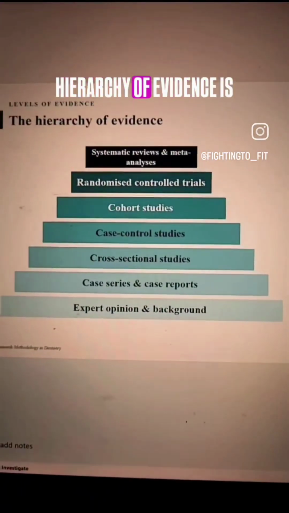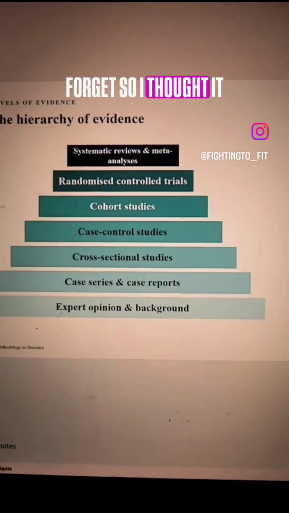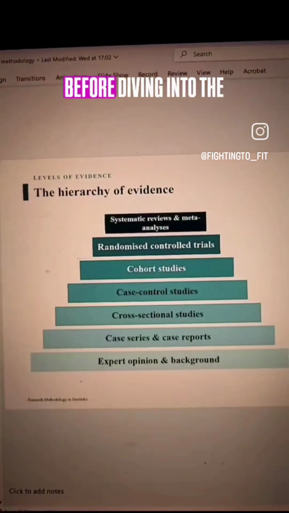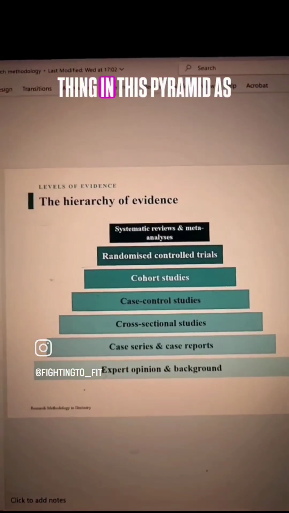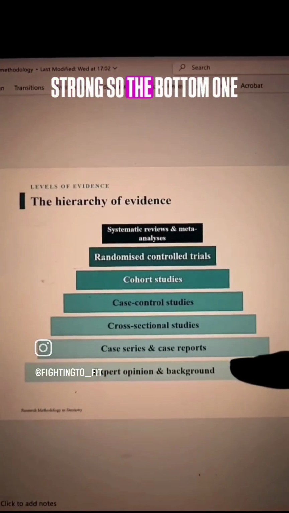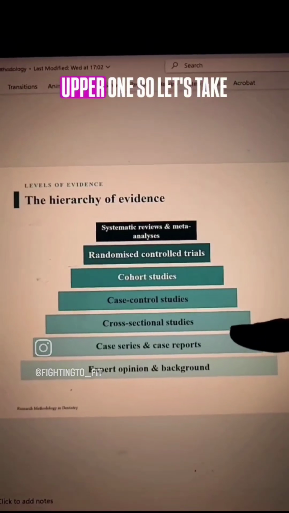This pyramid of hierarchy of evidence is something I usually forget, so I thought it would be useful if I remember this using an example. Hope this helps you too. Before diving into the example, remember one thing. In this pyramid, as we go to the top, we get stronger. So the bottom one is weaker compared to the upper one.